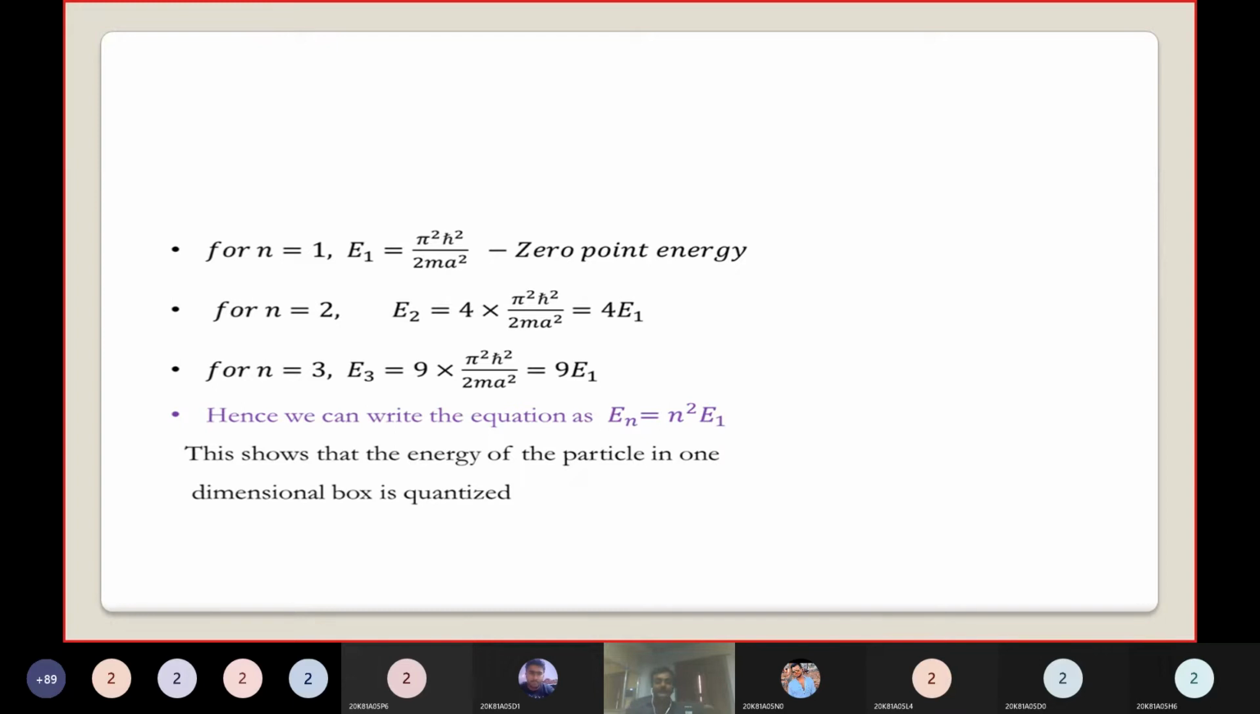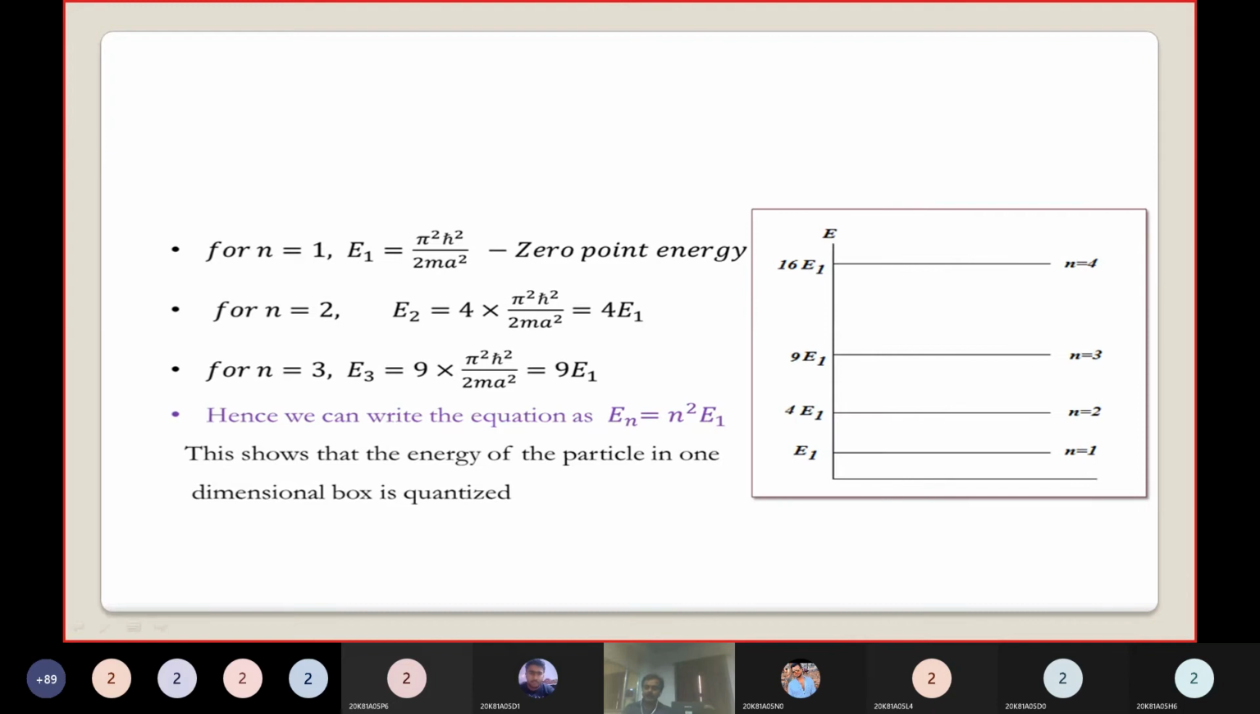So this shows the energy of the particle in a one-dimensional box. If n equal to 1, the energy will be E1, so the electron should be here. If n equal to 2, the electron should be here, and the energy will be 4E1. If n equal to 3, the electron will be in the third state and the energy will be 9E1. If the electron is in the fourth state, the energy will be 16 into E1, and so on. Like that, we can calculate the energy of the particle.